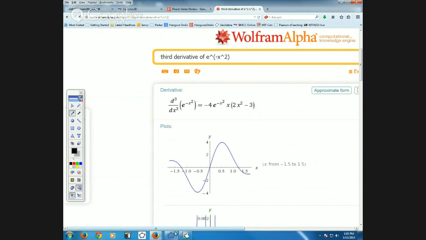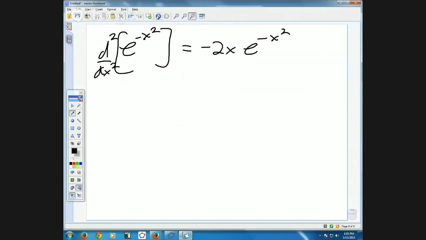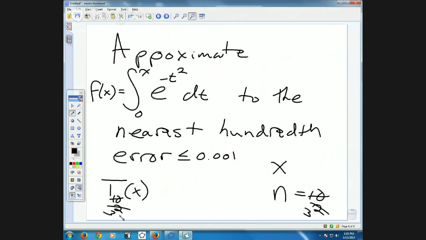Okay, so ready? Let's back up and double check this. We are going to T3, right? Yeah. That means the remainder theorem says you have to look at the next term in the sequence. You need the fourth one.